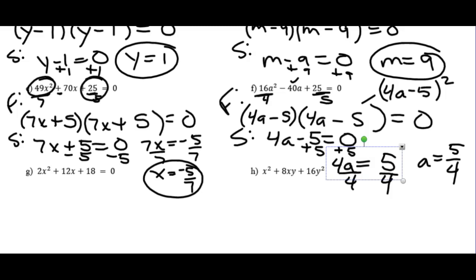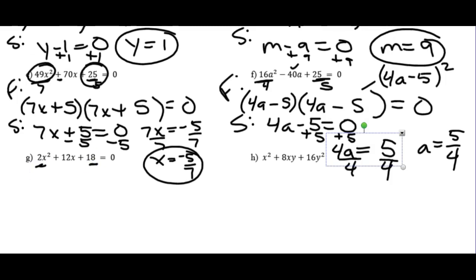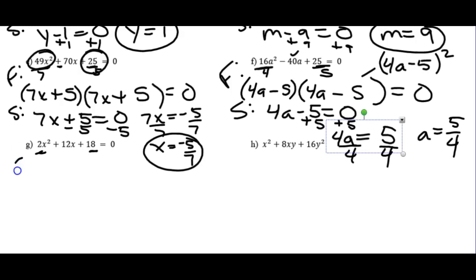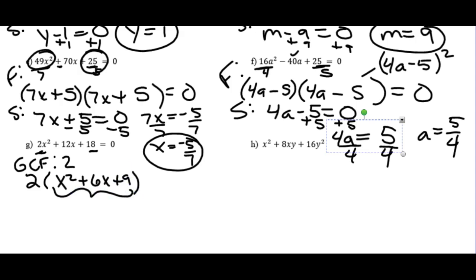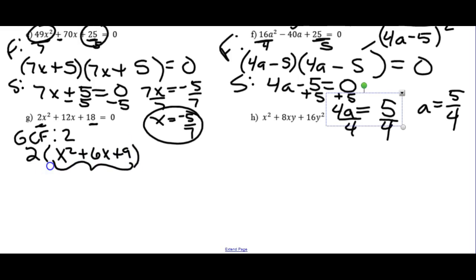And you look at G and say, well, this isn't a perfect square. Neither is this. But hopefully you remember that one of the first things you should always do is look for a GCF. This does have a GCF of 2. So I'm going to factor out a 2 first. That's one of my factors, a 2. X squared plus 6x plus 9. Now this is a perfect square trinomial. Perfect square for my first term, perfect square for my second, and this is twice their product. So I'm going to factor that.